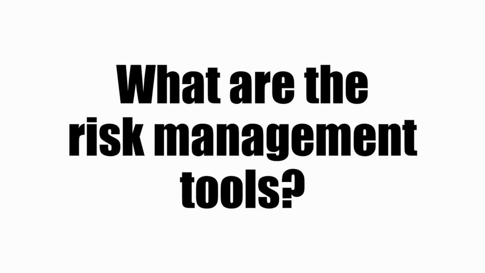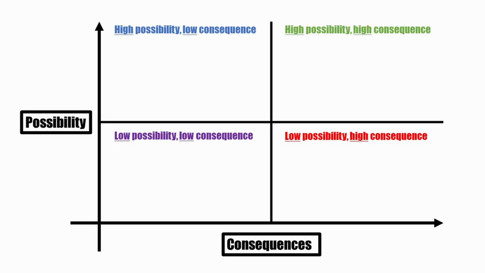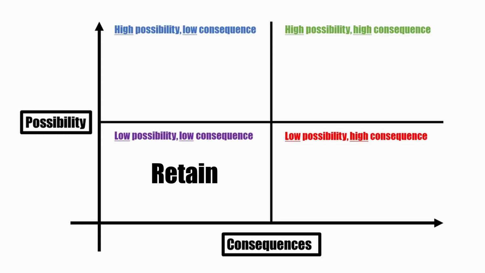So now that we've talked about the risk matrix and its quadrants, what are some of the risk management tools that you can adopt to mitigate some of the risk? For low possibility and low consequence risk, you probably will want to just retain the risk. That means just accept the risk. And going back to my previous example, if you need to go out and buy your food, just go and buy your food.